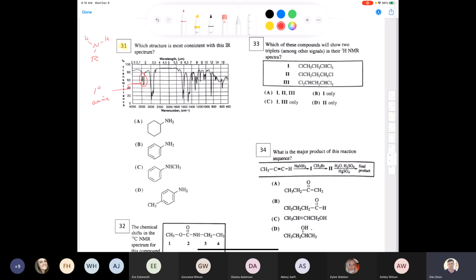I covered that with you in class, okay? So we have a primary amine here, here, and here. That means we can eliminate C because that's a secondary amine. What else do I see here?